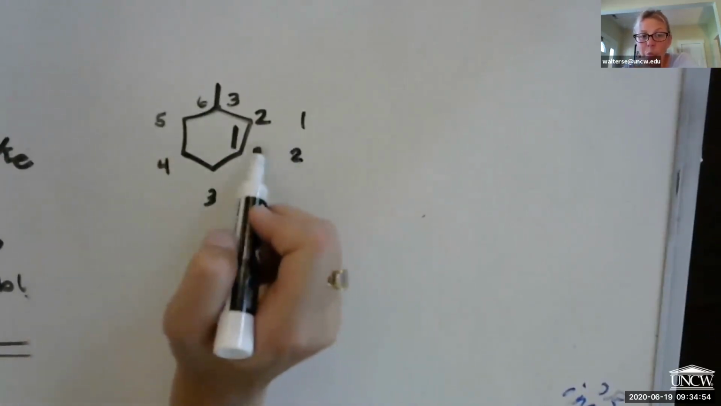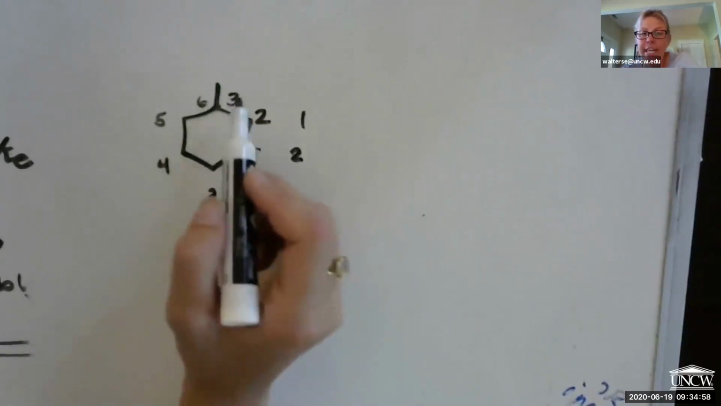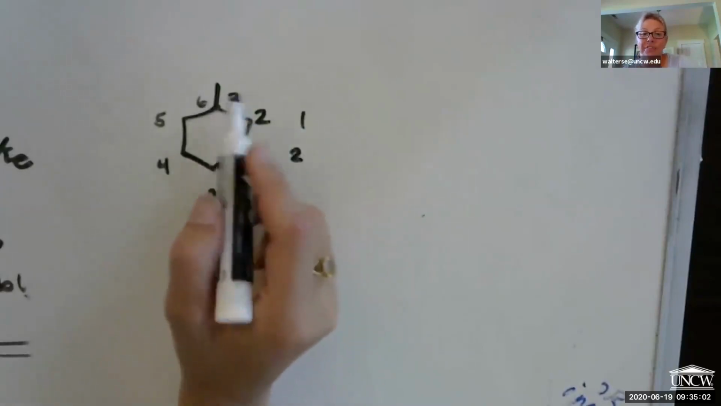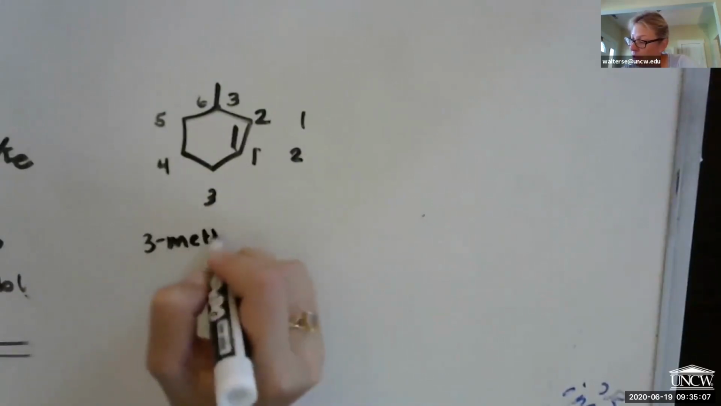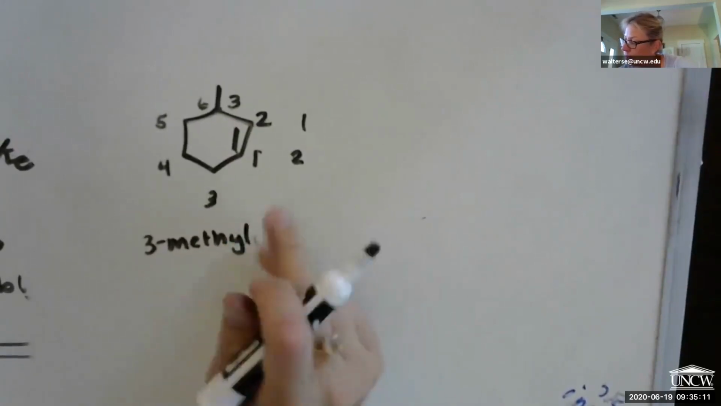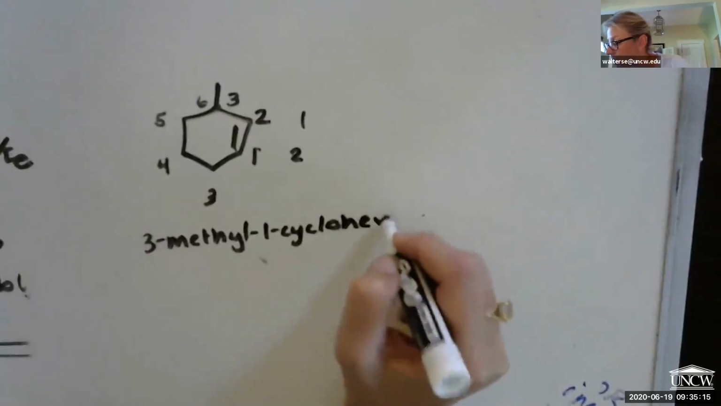And so 1 as origination for the pi bond and 3 for methyl is a lower set of numbers than 1 for the pi bond and 6 for the methyl. So this would be 3 methyl 1 cyclohexene.